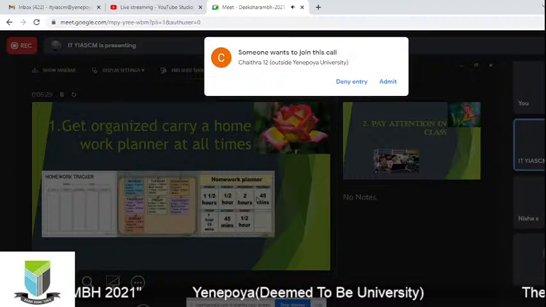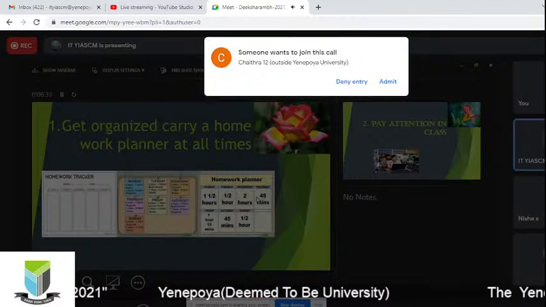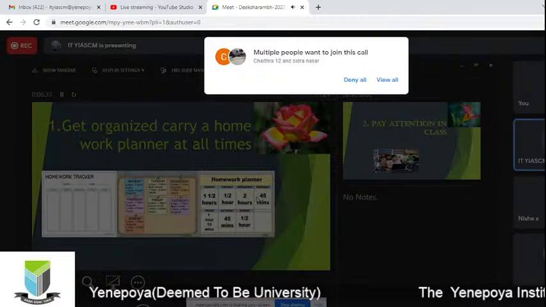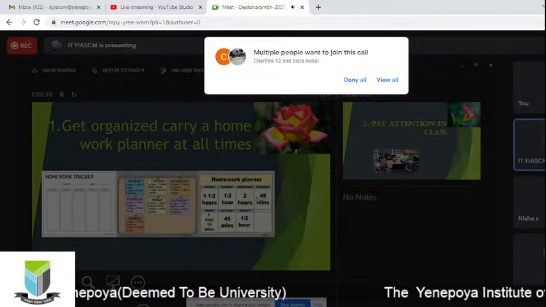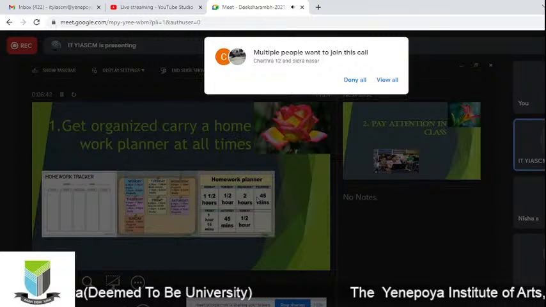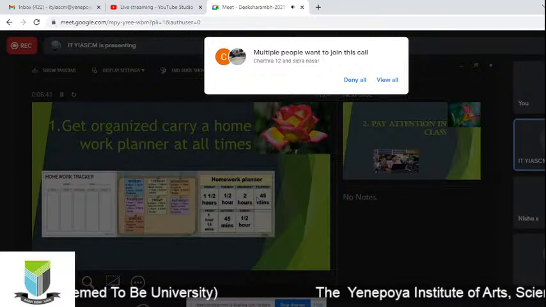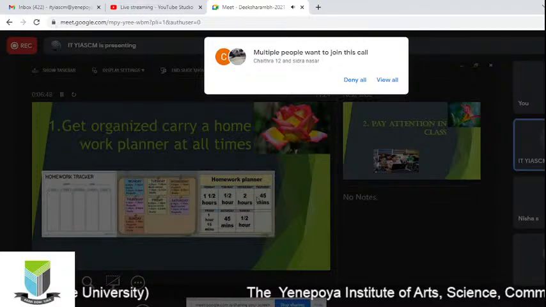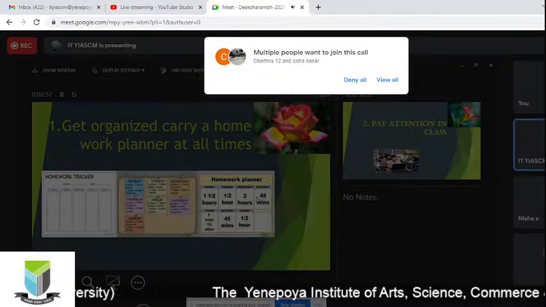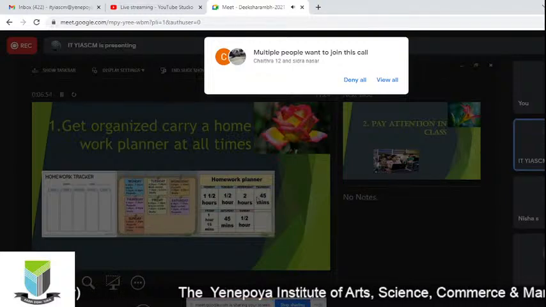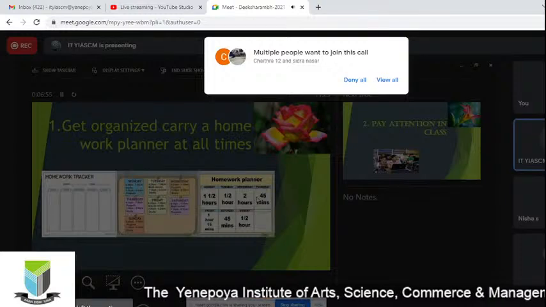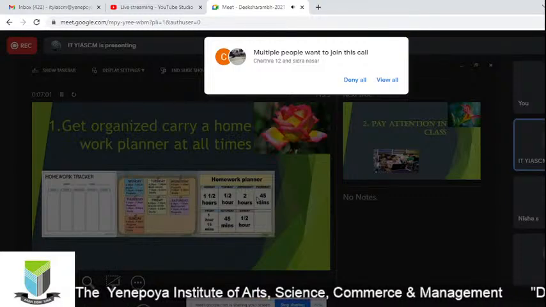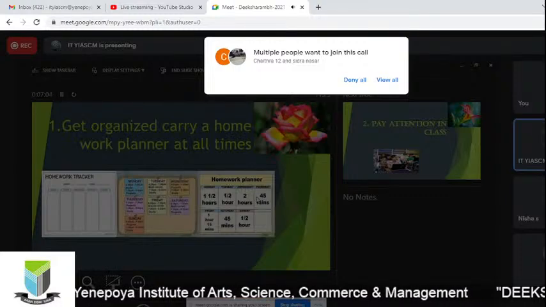So you must carry a homework planner, entering the homework, the projects, tests and assignments as soon as they are assigned. We'll make sure they aren't forgotten. We will forget if the teachers give some projects, some work, some assignments. Sometimes we will forget, so we must carry a homework tracker for noting the assignments or projects or anything.